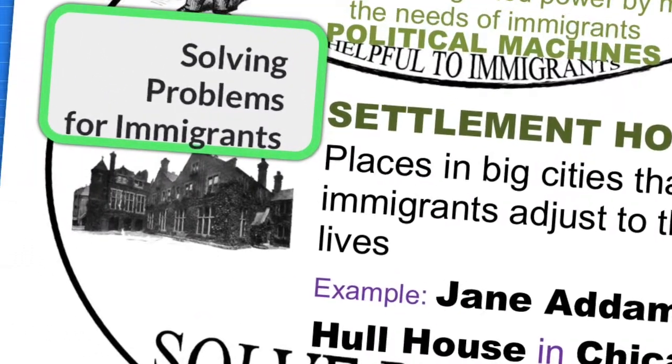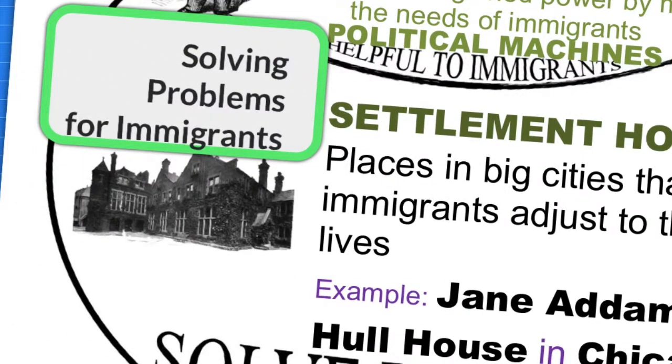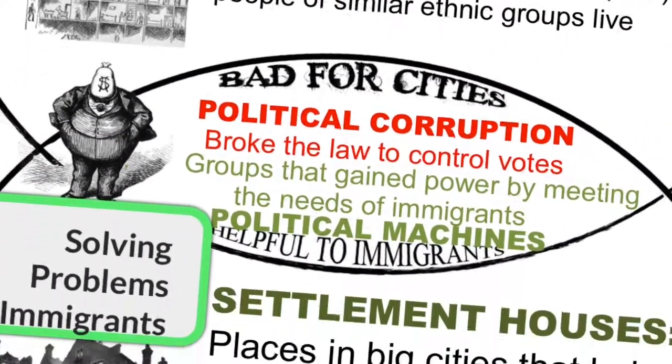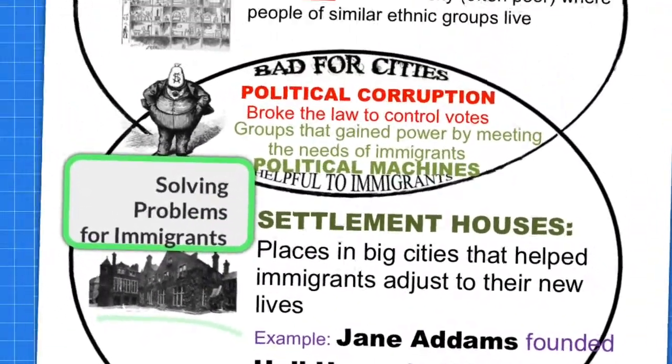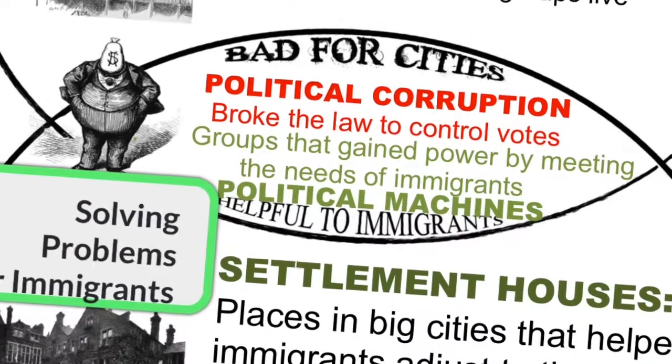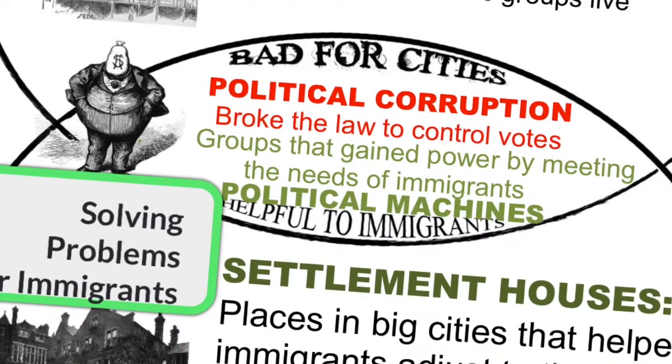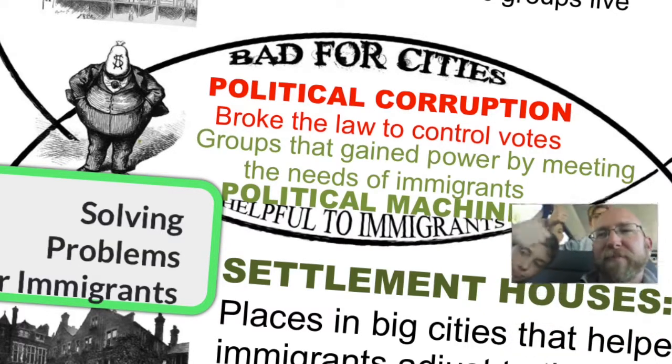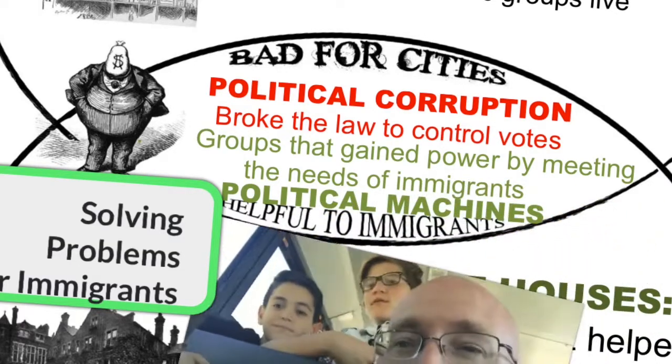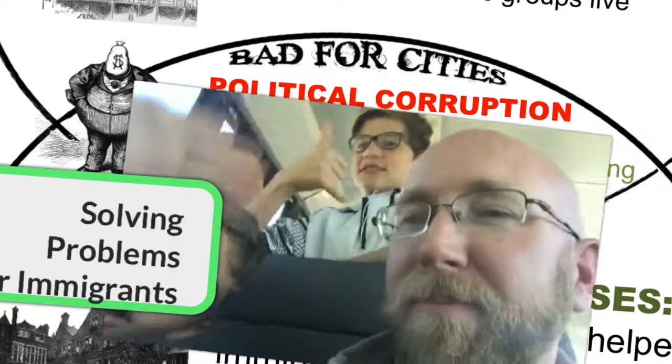So things that are bad for cities. Tenements, bad. Ghettos, bad. Poop in the water, bad. Political corruption, bad. But if you're an immigrant, is a political machine useful? Helps you find a job. Settlement houses, good? Good. All right, so that's it. Easy as that. Thanks, guys.